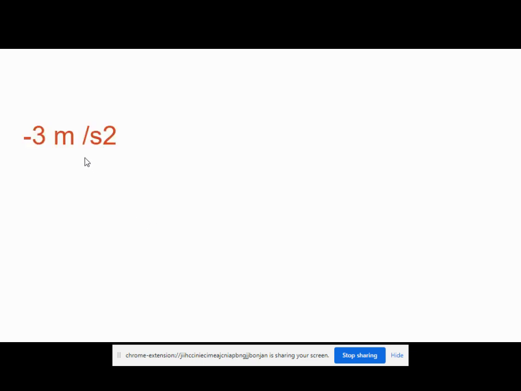meters per second squared. When we are slowing down, the acceleration is negative. It is possible to have negative acceleration. That's what slowing down means.